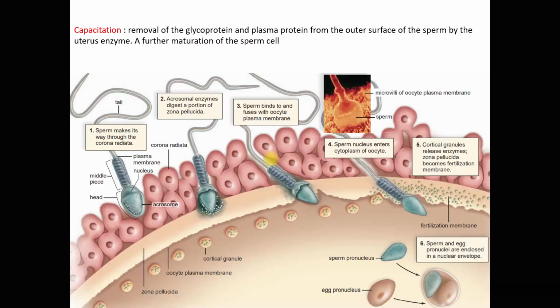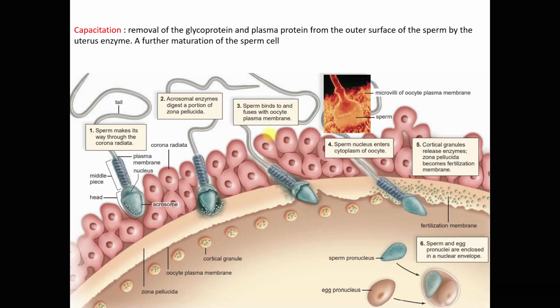Good morning, everyone. Today's lesson is about fertilization, the whole process of fertilization. From the moment the sperm enter the vagina into the uterus, and what happens after that, all the way until the formation of the zygote.